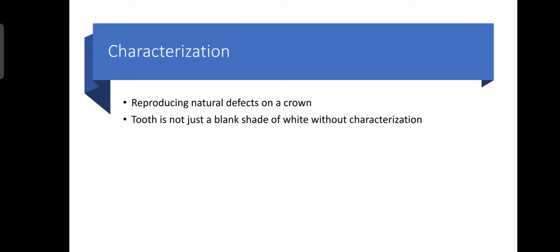So, while doing shade selection, we look for the value at first. We detect the value from the middle 1/3 of the crown. Then chroma secondly from the cervical 1/3 of the crown. At last we look for the hue in the incisal 1/3 of the crown. So the most important component is value and the least important component is the hue.